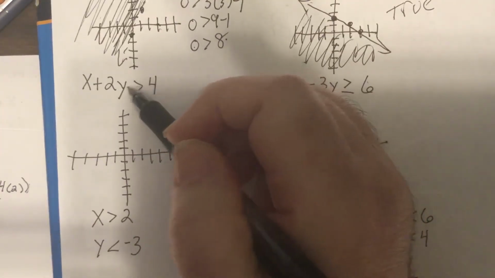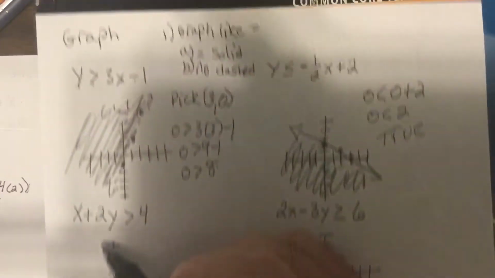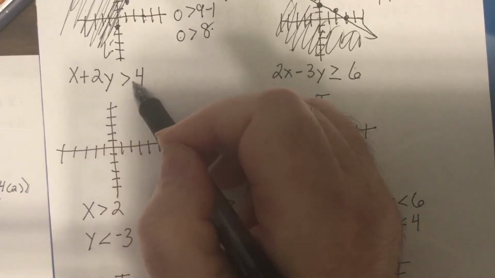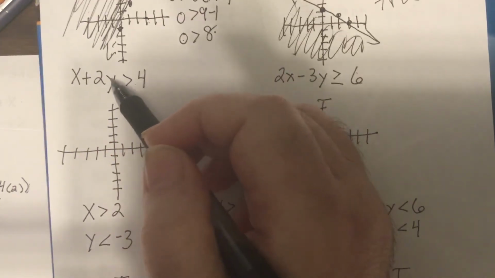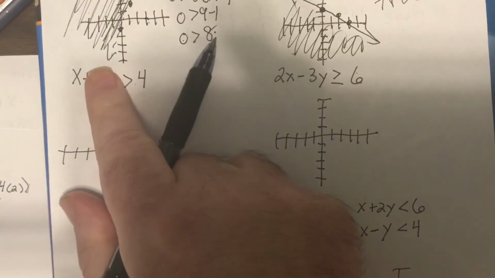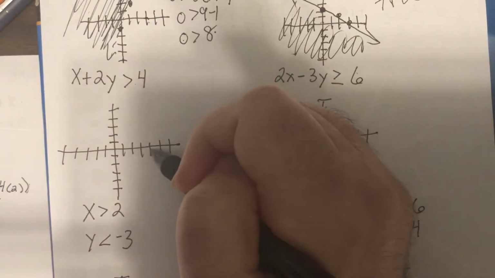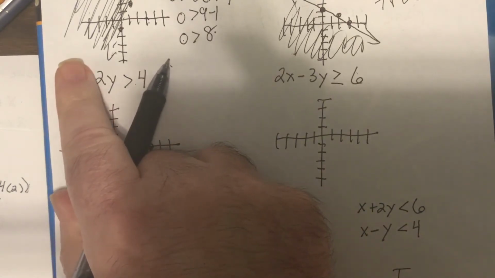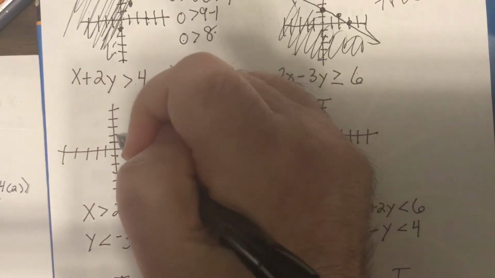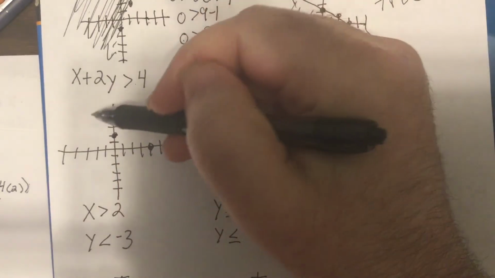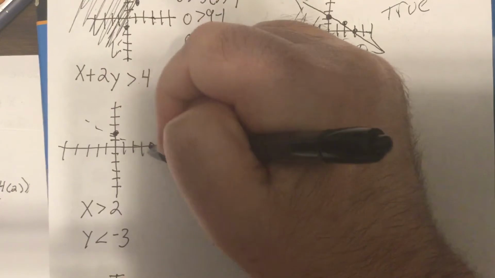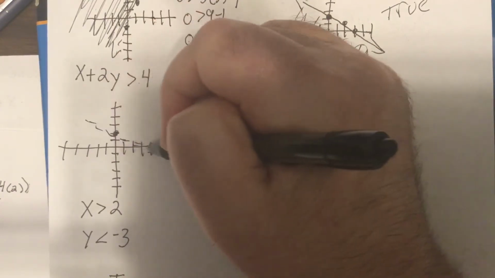Now here, if it just says graph, and it doesn't say how, when it's in standard form, ax plus by equals c, I do intercepts. So the x-intercept, x equals 4. Y-intercept, 2y equals 4, so y equals 2. Now, is it a solid connection or dashed? There's no equals, so it's dashed.